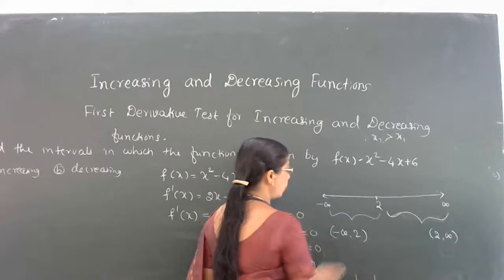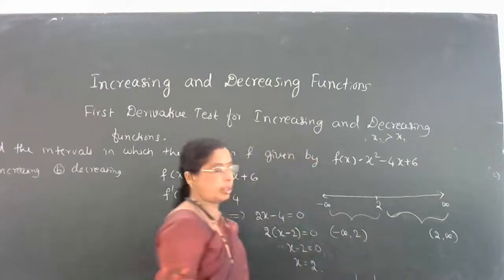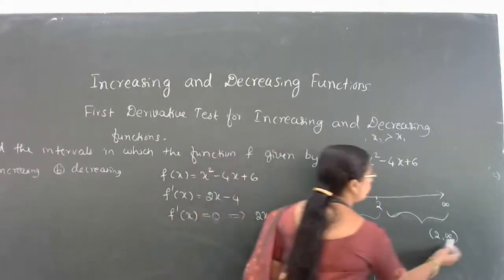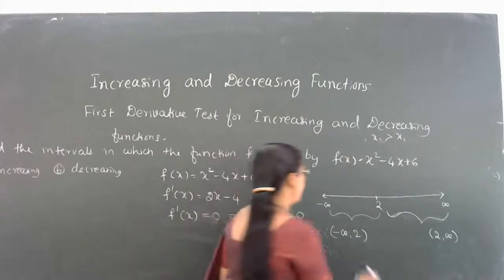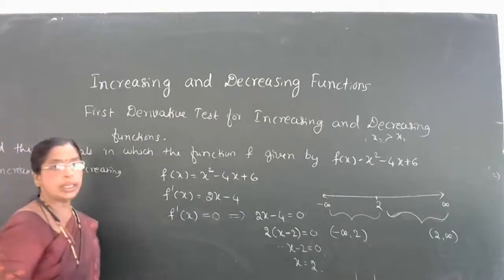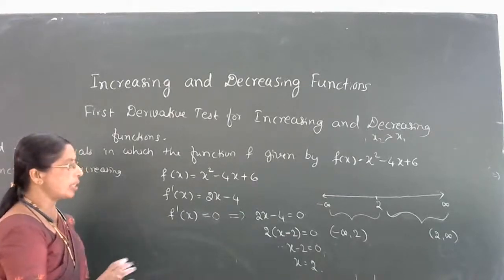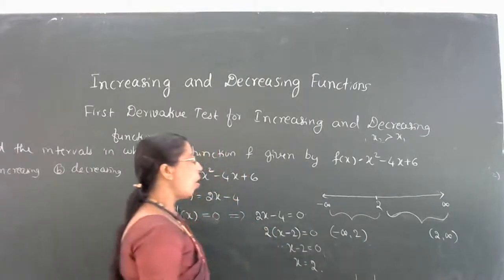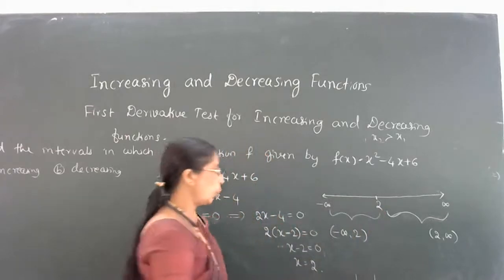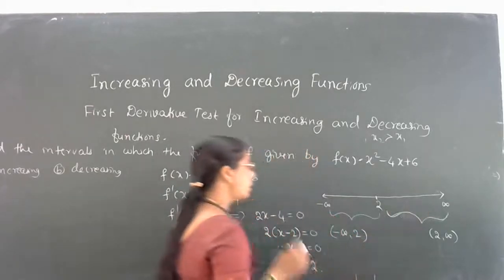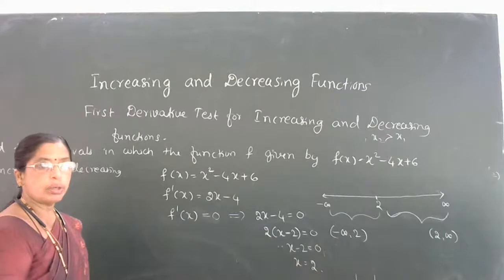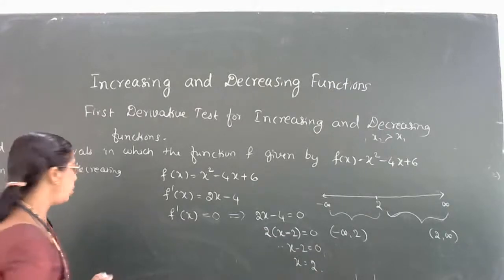The real line is divided into two disjoint intervals, minus infinity to 2 and 2 to plus infinity. These are two disjoint sets. We have to find in which interval the function is increasing or decreasing. We select some points between minus infinity and 2, and check whether f dash x is greater than 0, less than 0, or equal to 0.